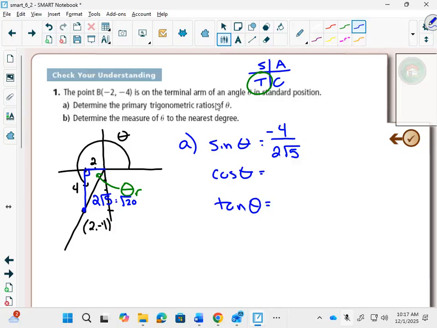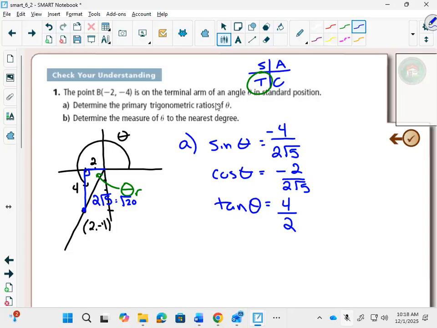So in some ways people like to say, well, if I labeled that as -4, I would get that right away. I personally always bring back the CAST rule and check my things with my CAST rule at the end. I know that cos is going to be negative because it's in quadrant 3. It's the adjacent side over the hypotenuse, so it's going to be 2 over 2√5. And I know that tangent's going to be positive, opposite over adjacent, 4 over 2.